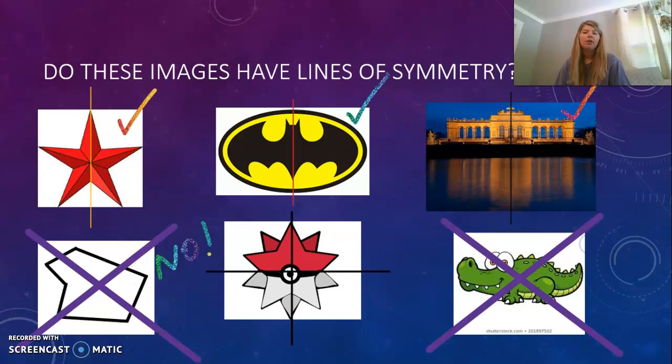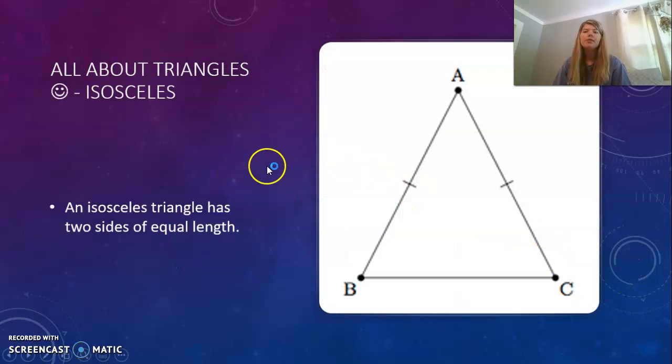So we got all of our check marks and our nose to show us if we have them or not. Alrighty, so now let's talk about triangles. I know we talked about a couple different types of triangles. To begin, we're going to start with an isosceles triangle.